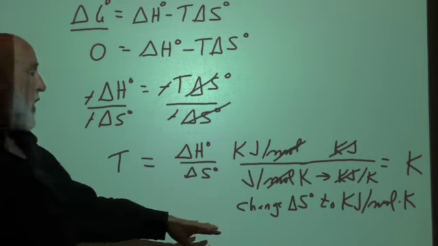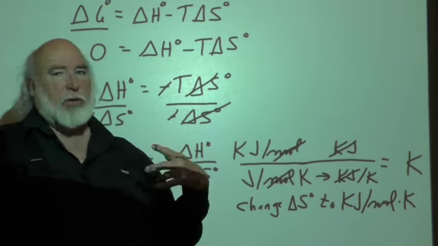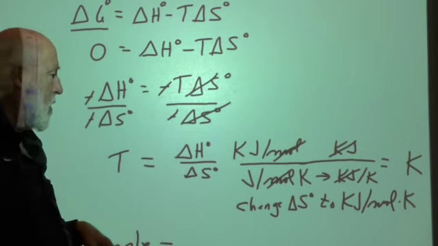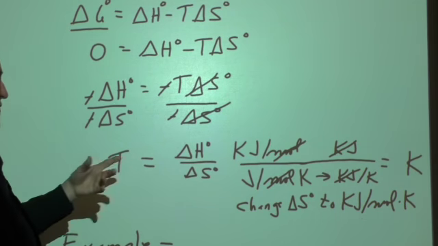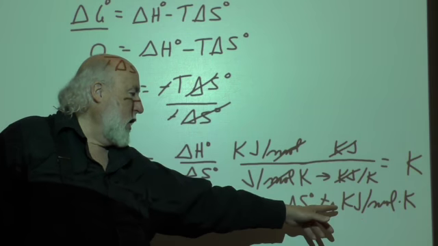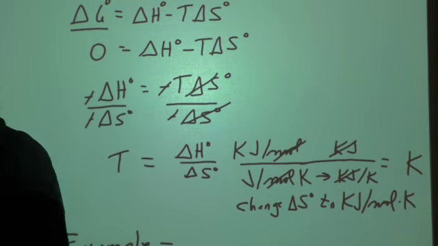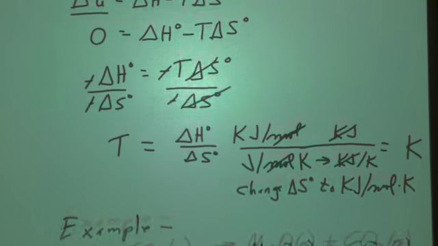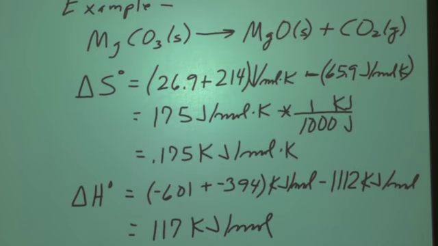So we have to change our delta S values after you look at the numbers in the back of the book or in the chapter. We're lucky enough to find it there. And it's going to give us a value when you change the joules per mole Kelvin to kilojoules per mole Kelvin when we calculate this out.